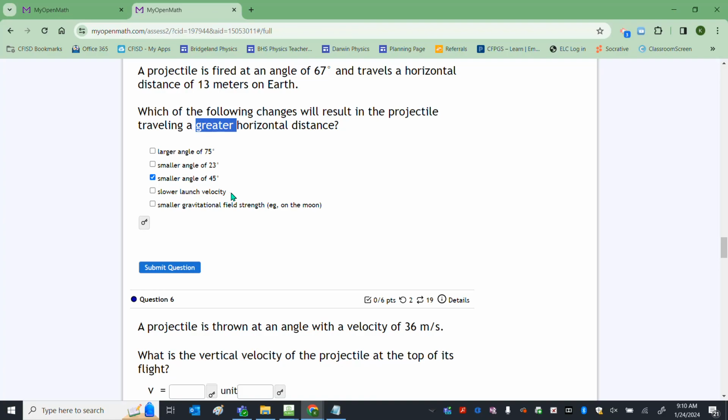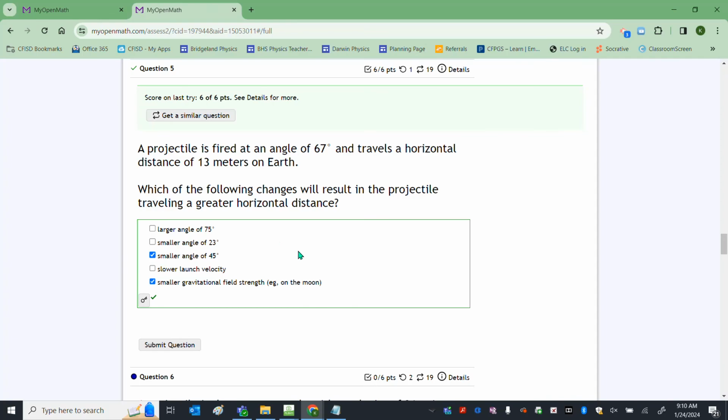Slower launch velocity, not going to help my range. That will make it shorter. Faster, on the other hand, I could pick. And then smaller gravitational field strength, that would actually give me a greater range. So again, there are different factors that we talked about. I already mentioned them on the quiz, it just wasn't specifically asked there. Now if it had said airtime, then yeah, that bigger angle would be great, but not for what it says here. So on this one, it's only these two. These are randomized. You may or may not have the same values on yours.